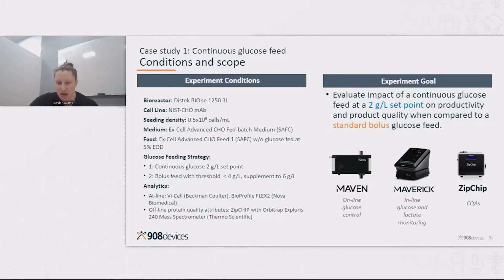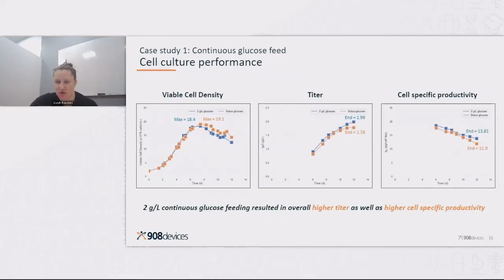When we look at the results from the 2 cultures, we see that the VCD profiles were very similar, but we're noticing that the 2 gram per liter continuous glucose feed resulted in overall higher titer as well as higher cell-specific productivity. So looking at this, there's a definite improvement here in general process performance.